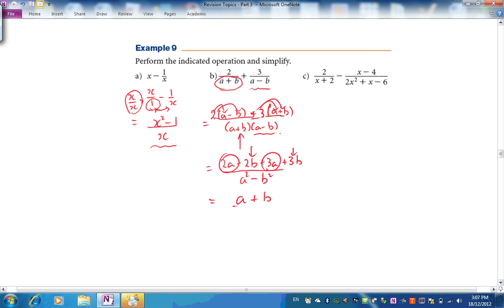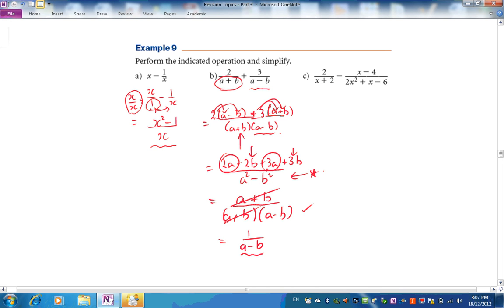Oh, I don't think I should have expanded a plus b by a take b, because if I'd left it like this, I would have seen that as long as a doesn't equal neg b, this actually simplifies down to 1 over a take b. So I was a bit quick to actually expand this. I should have left it in this form, ready to see a common factor and to divide by it.